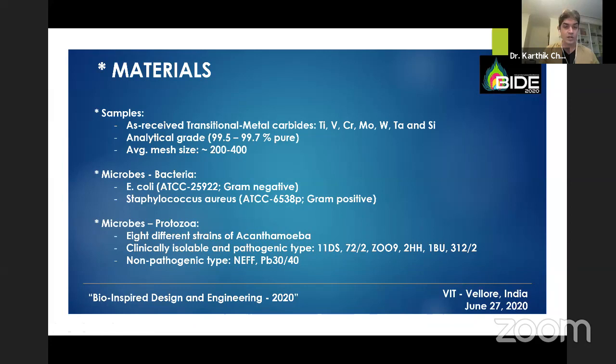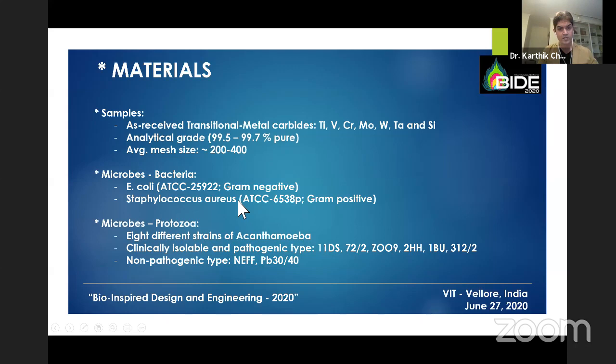efficacies. So the bacteria that I chose was E. coli, Escherichia coli, which is one of the most common and sometimes very pathogenic and representative gram-negative bacteria. The strain that I used has this particular code name, ATCC25922. And the other microbe that I chose for my investigation was a representative gram-positive bacteria, which is Staphylococcus aureus, and it has a code name ATCC6538P.